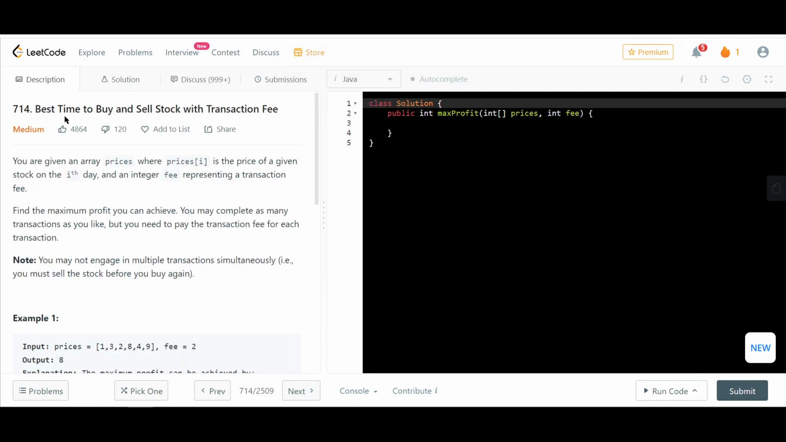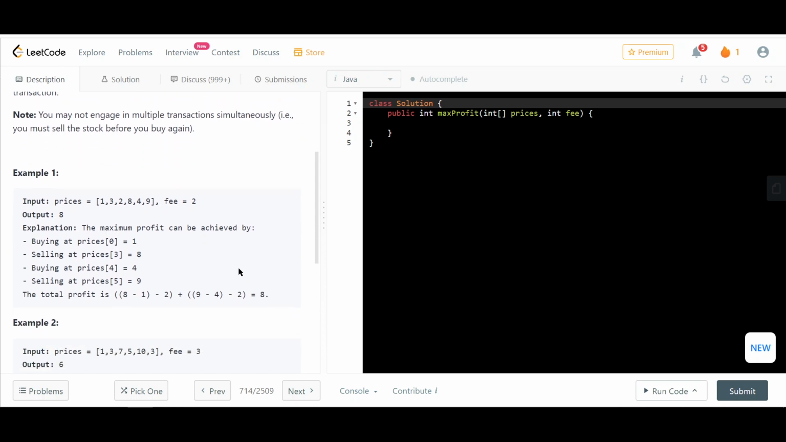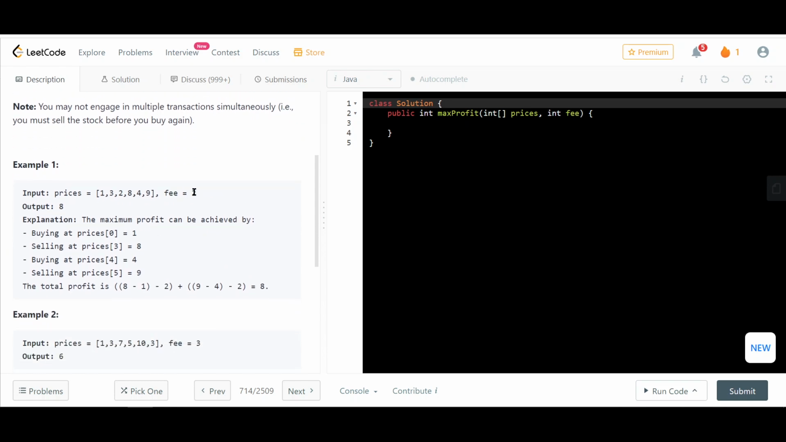Now this one is best time to buy and sell stock with the transaction fee. So it's the same as the previous problem. You can do as many transactions as you want, but for every transaction, there is a fee. Okay. So let's look at the example, 1, 3, 2, 8, 4, 9, with fee equals 2. The maximum profit can be achieved by this. So basically it does two transactions. One is buy sell, other is this buy sell.